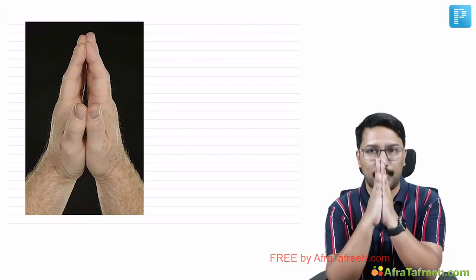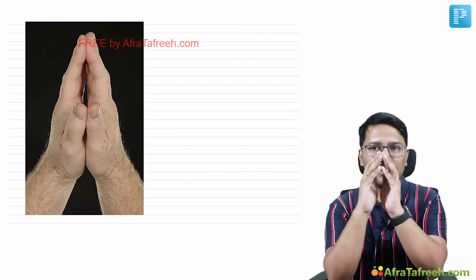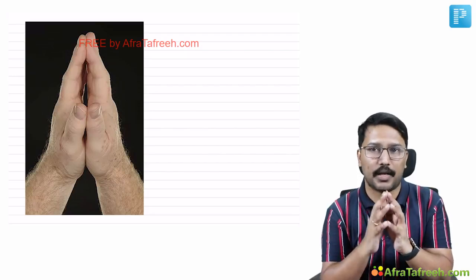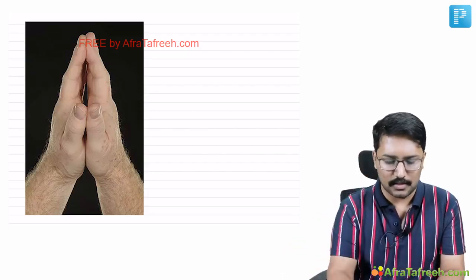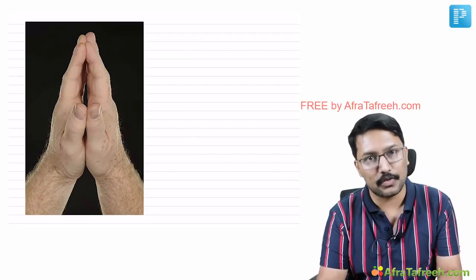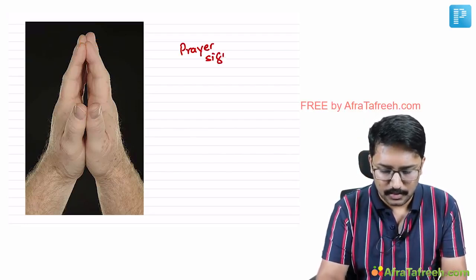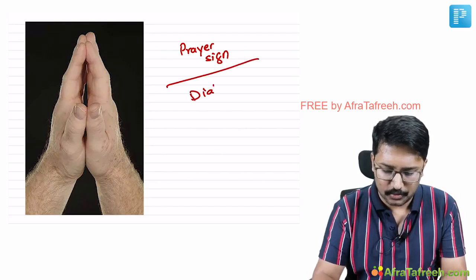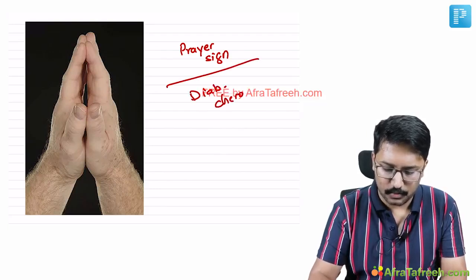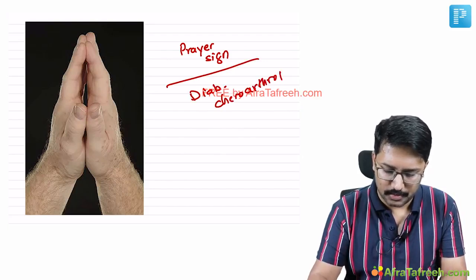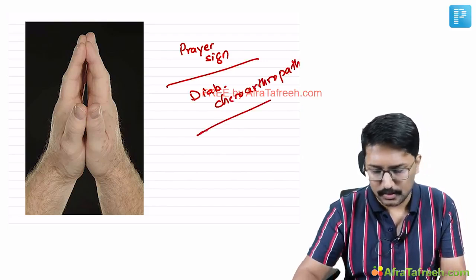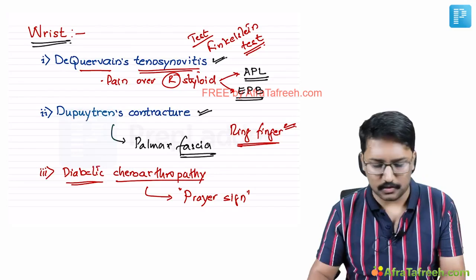They're not able to make this complete proper namaskara. It is in this form, right? This is what is called as prayer sign. So the MCQ that was in the last NEET assess was: prayer sign is seen in which of the following conditions? Prayer sign is seen in diabetic cheiroarthropathy. Okay, so this is about the wrist regional pain syndromes, right?